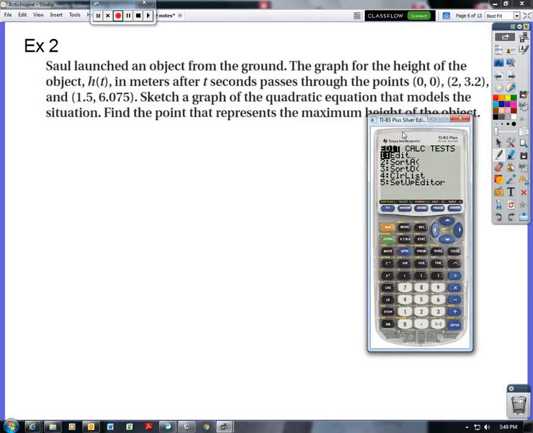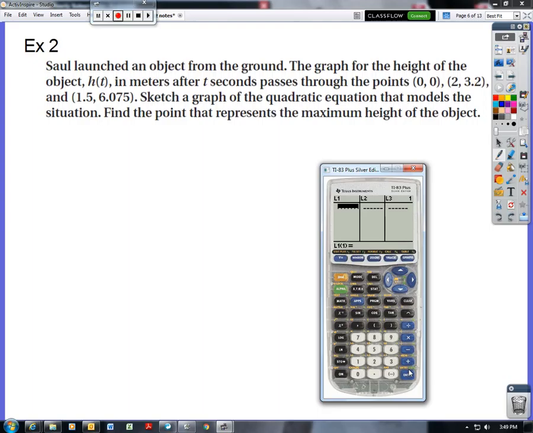So we'll put our data in stat, enter. The x's will go in L1, so that's 0, 2, and 1.5. And then in our y's, we'll have 0 again, 3.2, and 6.075. Oops, see, I have trouble with this thing today. 0. Okay.